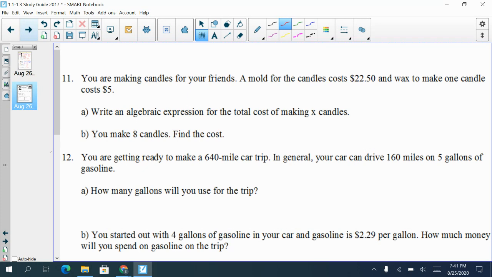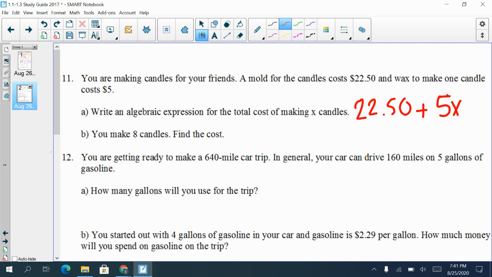All right, you are making candles for your friends. A mold for your candles costs $22.50, and wax to make one candle costs $5. Write an algebraic expression for the total cost of making x candles. So our flat rate is $22.50. And then to that, we are going to add $5 per candle. Remember, per usually means multiply.